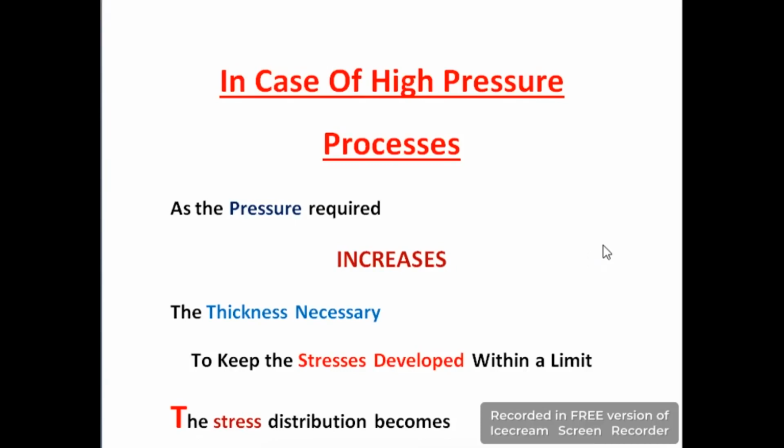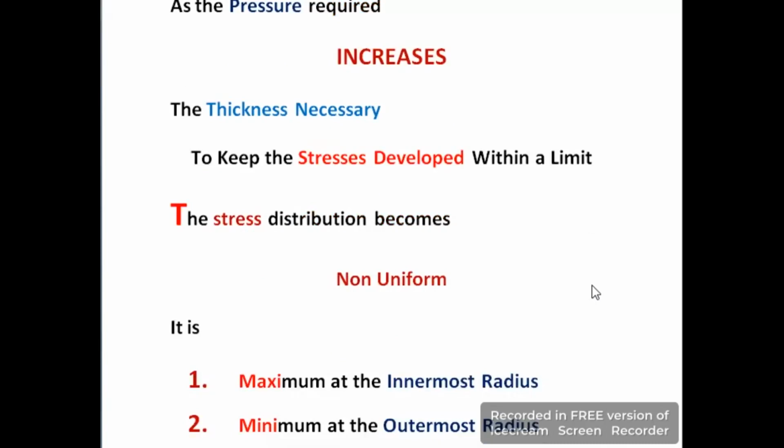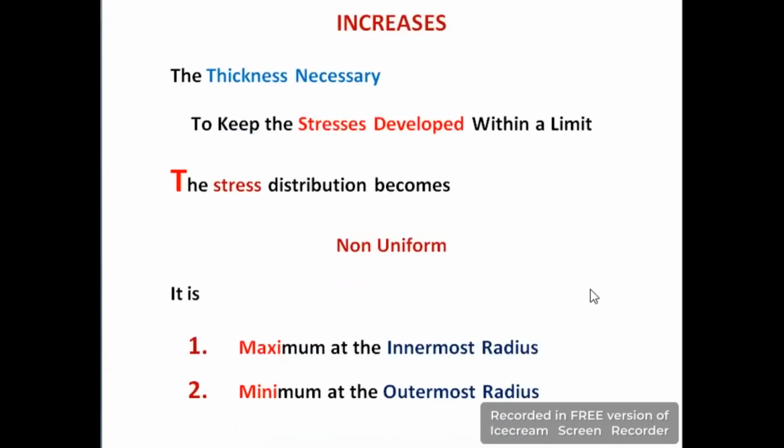As the pressure required increases, the thickness is necessary. Why is it necessary? To keep the stresses developed within a limit. And what is the role of stress distribution? In high pressure vessels, the stress distribution becomes non-uniform. It is maximum at the innermost radius and minimum at the outermost radius.